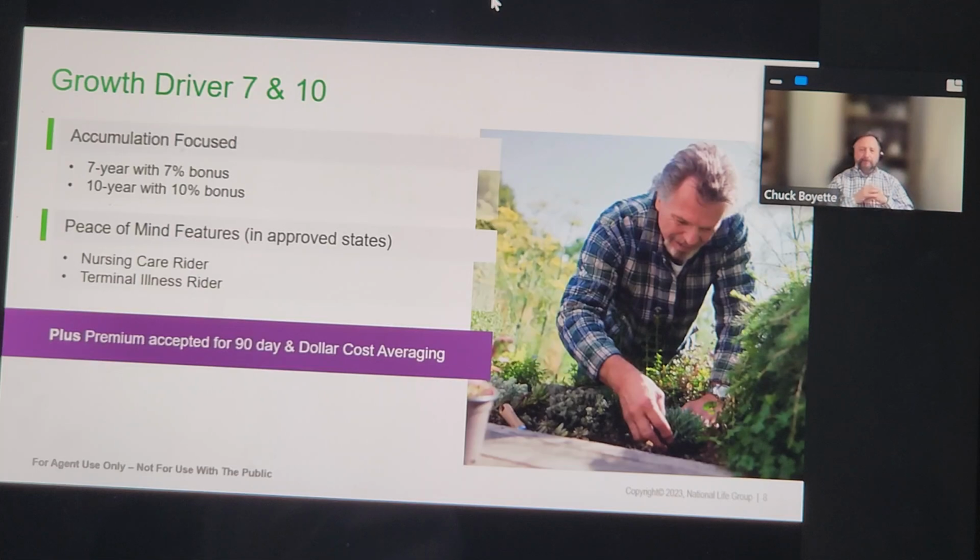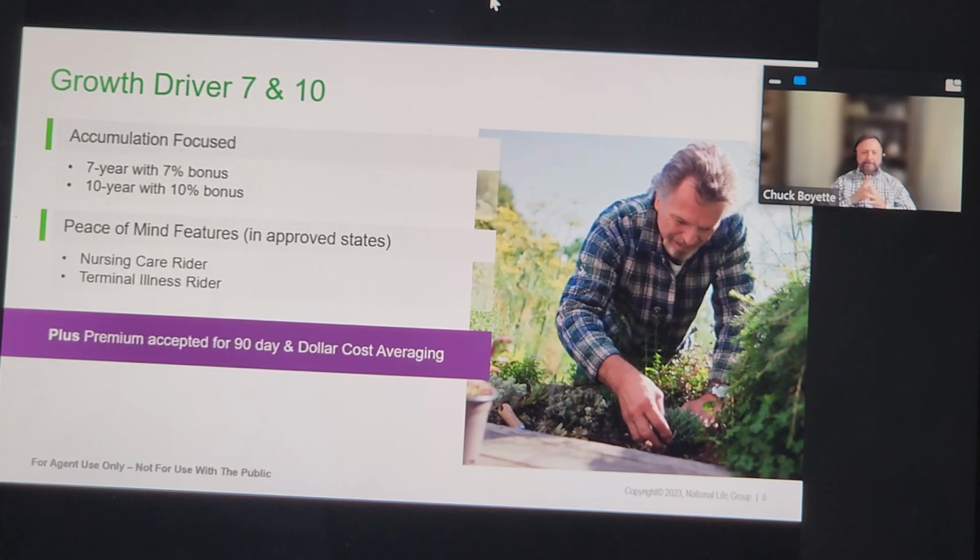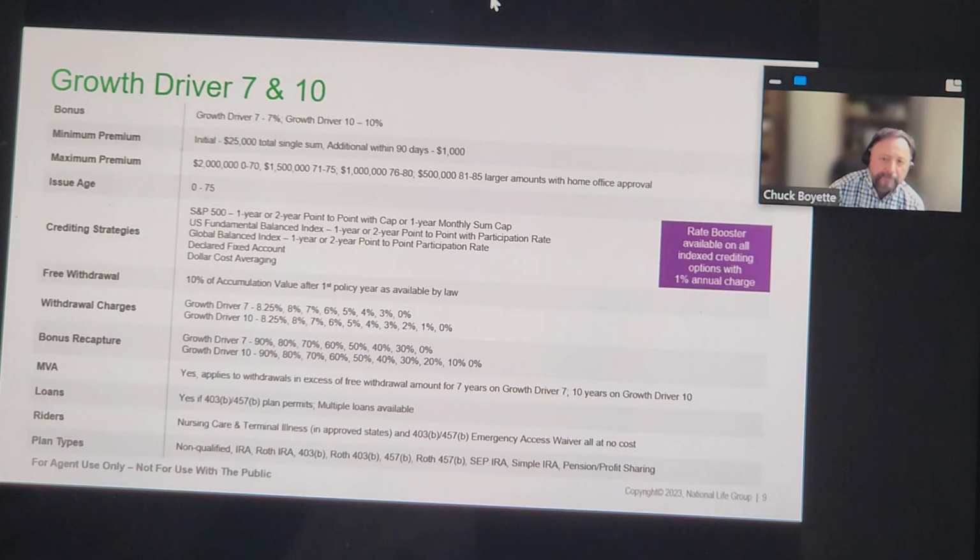So Growth Driver is a growth product that's really designed for clients that have less than 10 years to accumulate. We do have bonuses that are paid out with Growth Driver. We have Growth Driver 7 that pays a 7% bonus, and Growth Driver 10, which pays a 10% bonus. And again, Growth Driver has the nursing care and the terminal illness riders as well, and premiums can be contributed up to 90 days.